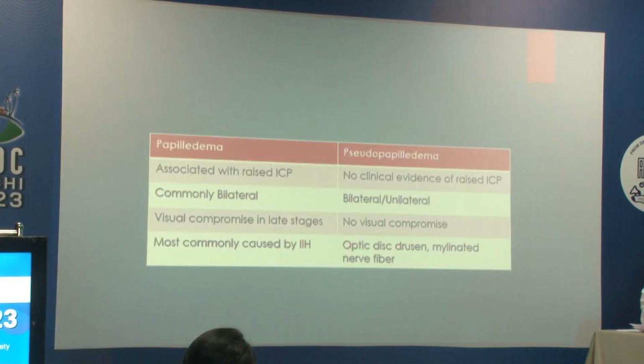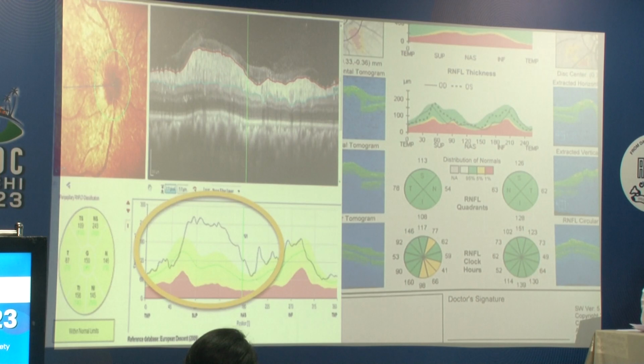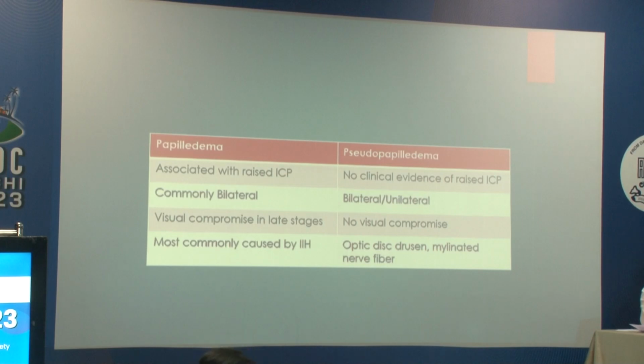Now, after further investigations, we came to the conclusion that the first patient had papilledema, while the second one was pseudopapilledema. Papilledema is the passive disc swelling associated with raised intracranial pressure, while in pseudopapilledema there won't be any clinical evidence of raised ICP. Pseudopapilledema can be caused by optic disc drusen and myelinated nerve fibers.